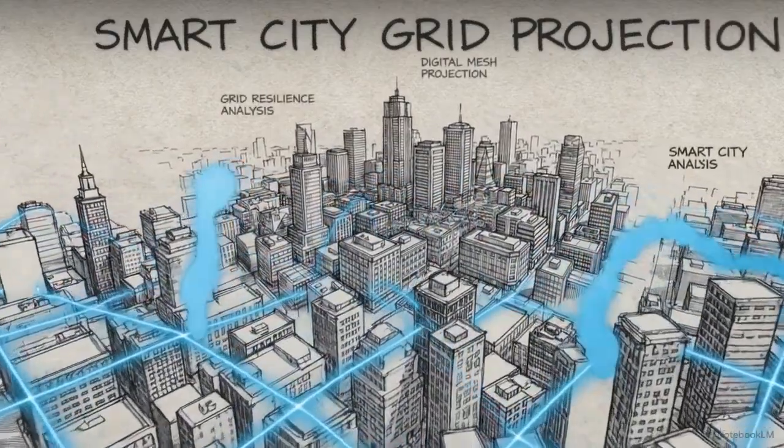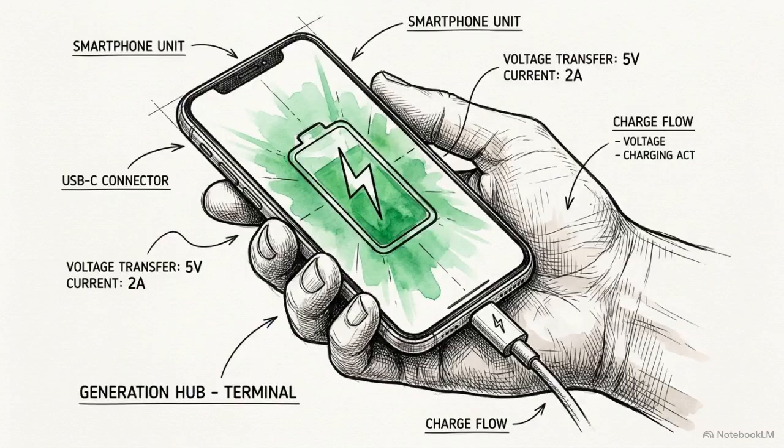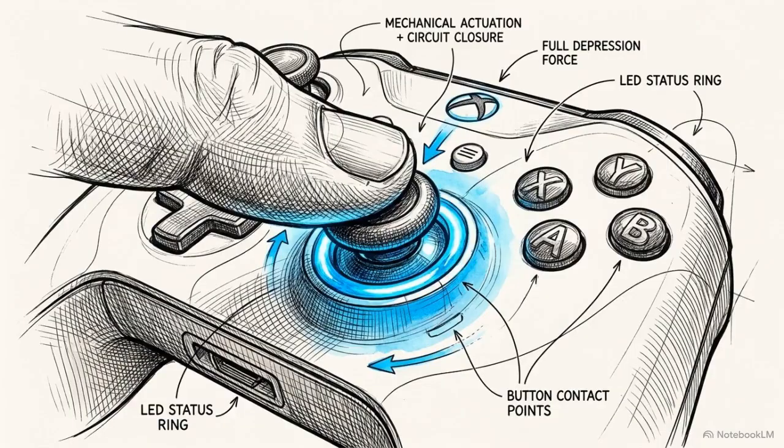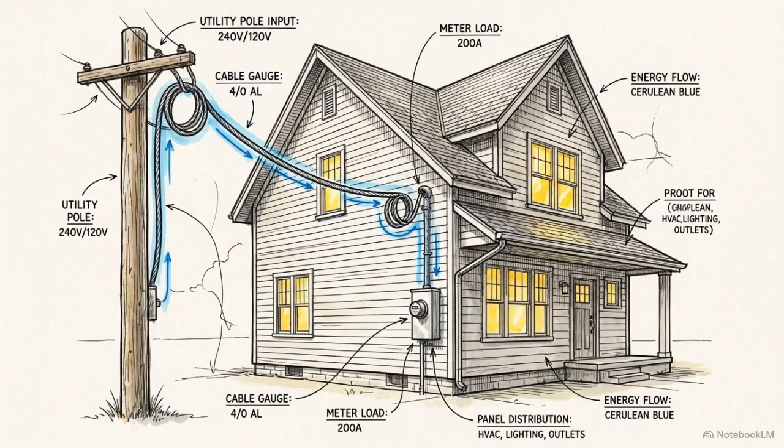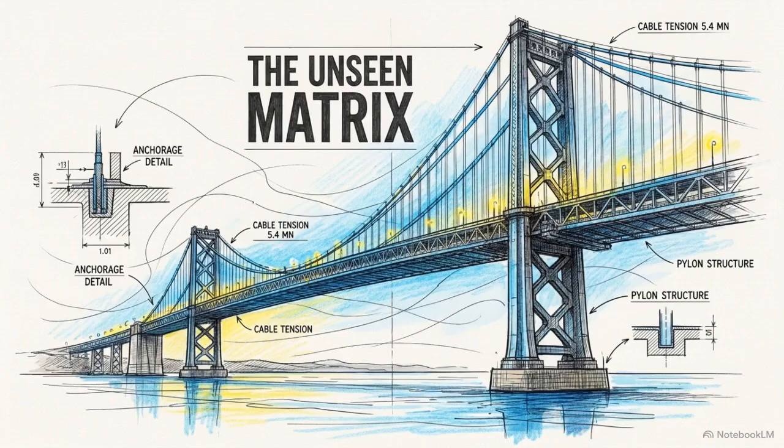So the next time you plug in your phone or boot up a gaming console, think about the incredible journey that electricity took to reach you. The power flowing into your home is guided by millions of invisible calculations every single second. Math is the unseen safety net keeping our modern world running.